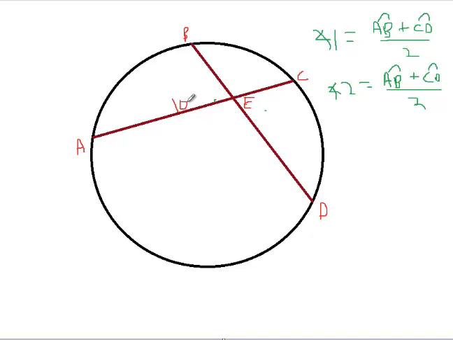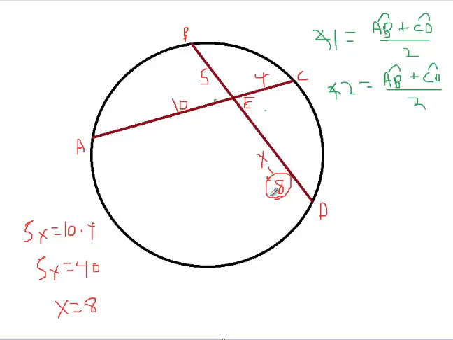So if this, for example, is 10, and this is 4, and this is 5, and we want to know what this is, it's simply a matter of saying this times this equals this times this. So it will be 5 times x equals 10 times 4, which is the same thing, obviously, as 5x equals 40, divided by 5, and x equals 8. So this x would have to equal 8.